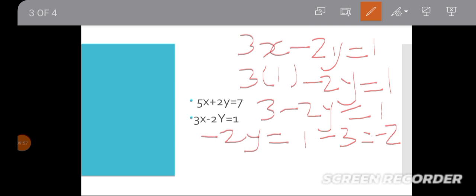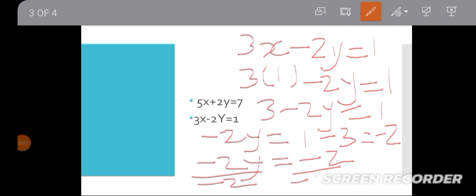So write back the negative 2y equal negative 2. Then we're going to divide both sides by negative 2, right? And cancel both sides, and y is equal to 1. Yes.